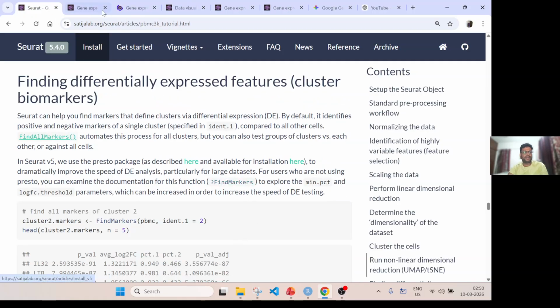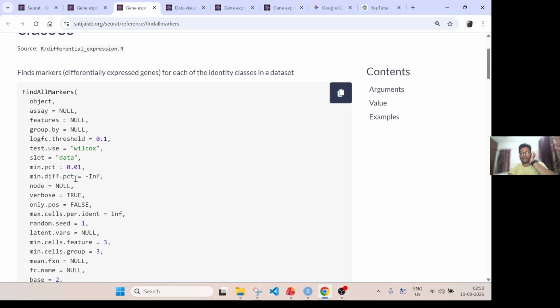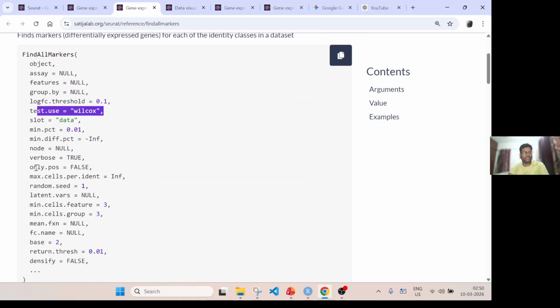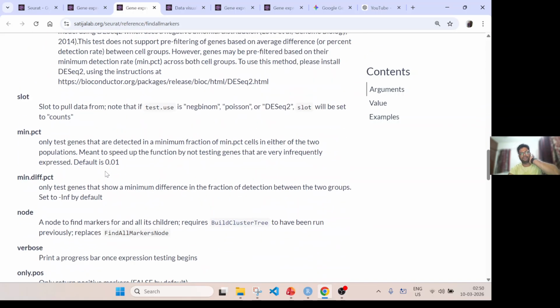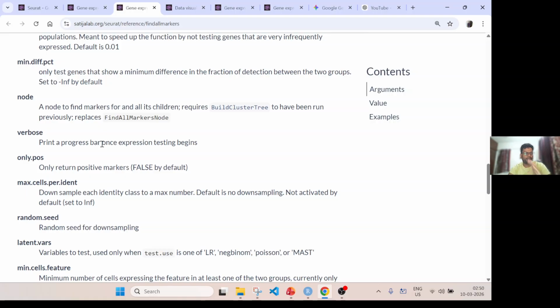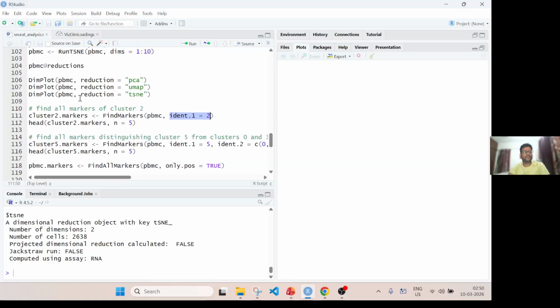FindAllMarkers does everything, but here we can do the filtering. For example, we can use a minimum percentage cutoff of 0.01, a log2 fold change threshold, which test to use, whether you want only positive markers or not, and the maximum number of cells that have expression. Those kinds of parameters you can read about and apply as filters as well. Okay, so let's try it over here.